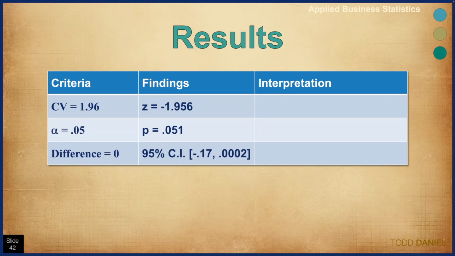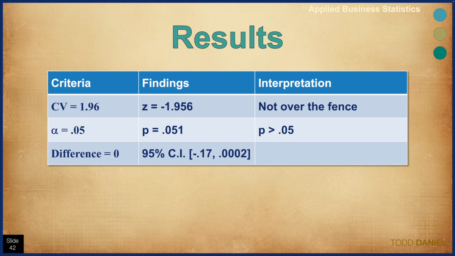Let's start with our interpretation. The first criteria that we could use for interpretation is whether our test statistic exceeds our critical value. Our test statistic is a negative 1.956, but we needed to get to a negative 1.96. You can see it didn't quite make it over the fence. When we look at our p-value, we need something less than or equal to 0.05, and we have a p-value of 0.051, which means that it is still greater than 0.05.